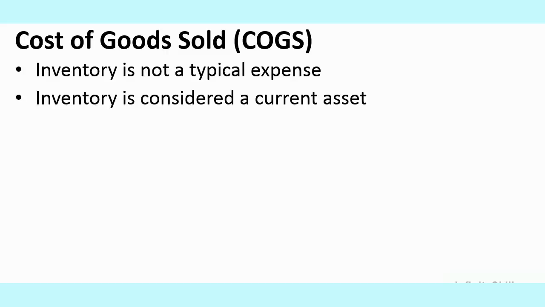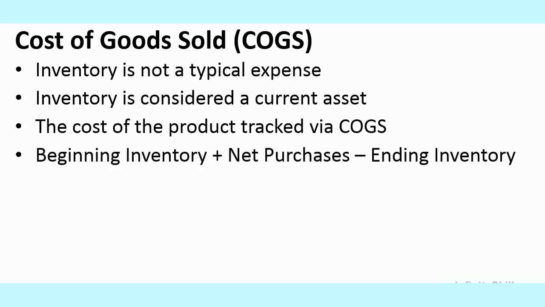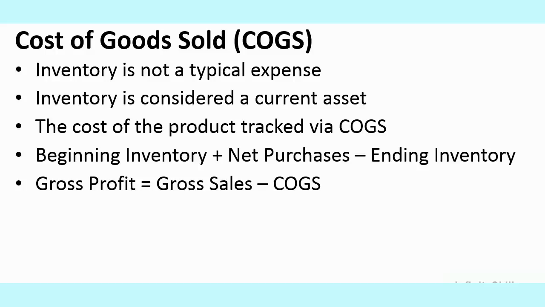Current asset means that it is expected to be turned over within 12 months. The cost of what it takes to procure or manufacture an item is known as COGS. It is actually calculated by taking the value of the beginning inventory plus any net purchases minus any remaining ending inventory. One of the important KPIs or metrics for a business is calculating something known as gross profit, which is simply calculated by taking gross sales minus the cost of goods sold.